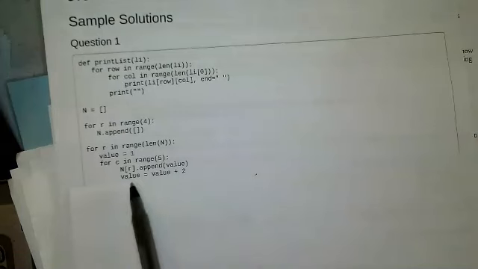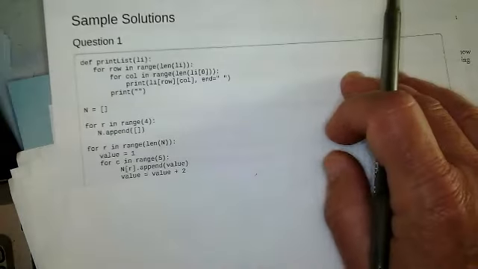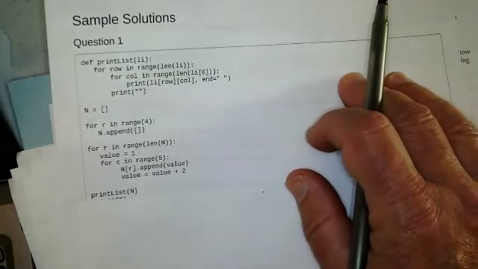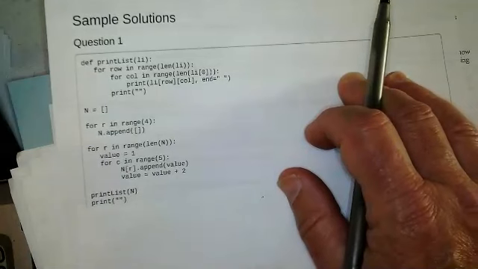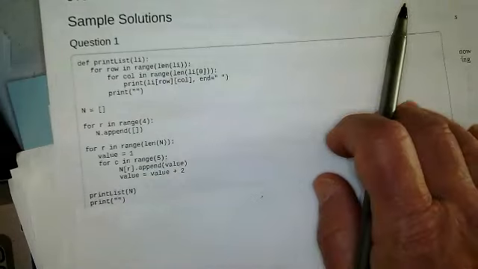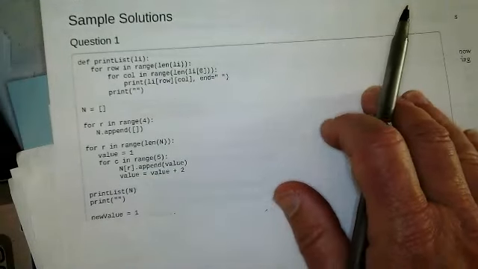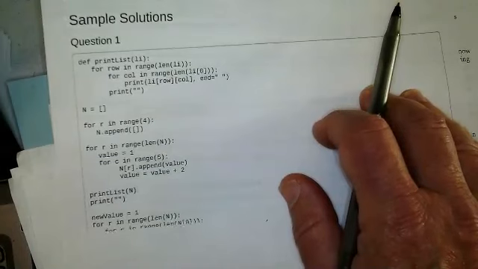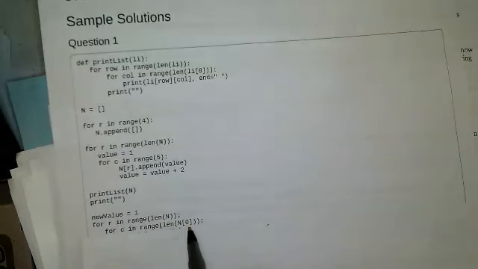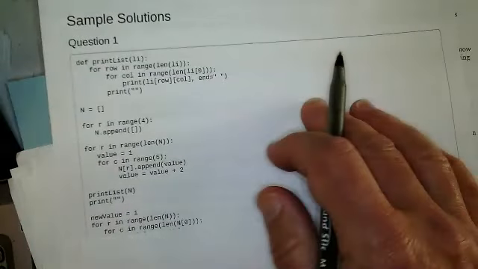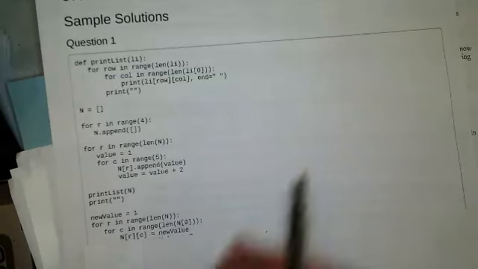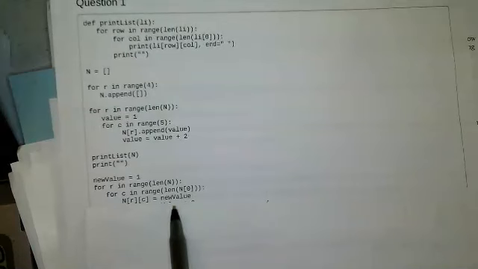And then we're going to change all the values to value plus 2. Then we're going to print list n. That's going to print from our subprogram up here. Then we're going to have new value equals 1 for our second pass, for r in range length n, for c in range length of n of 0, of our array for the first row. We're going to print the array for the row and the column equals new value.